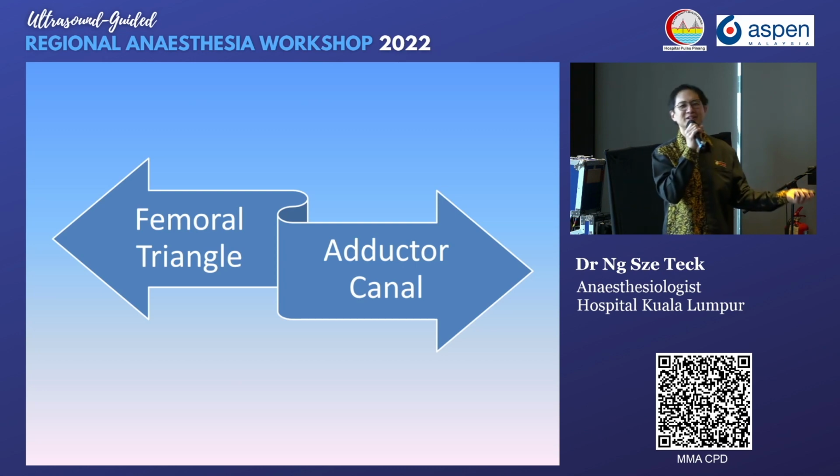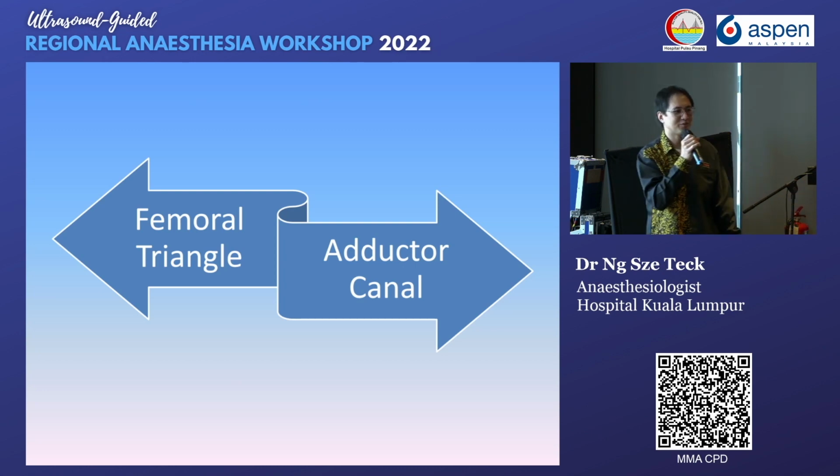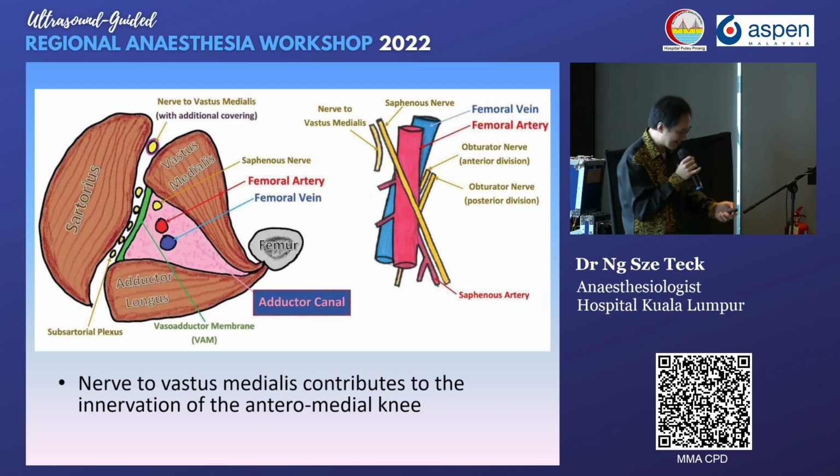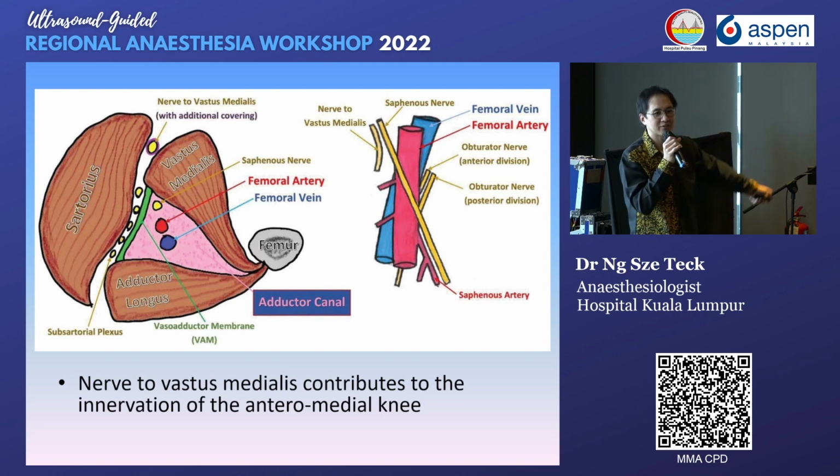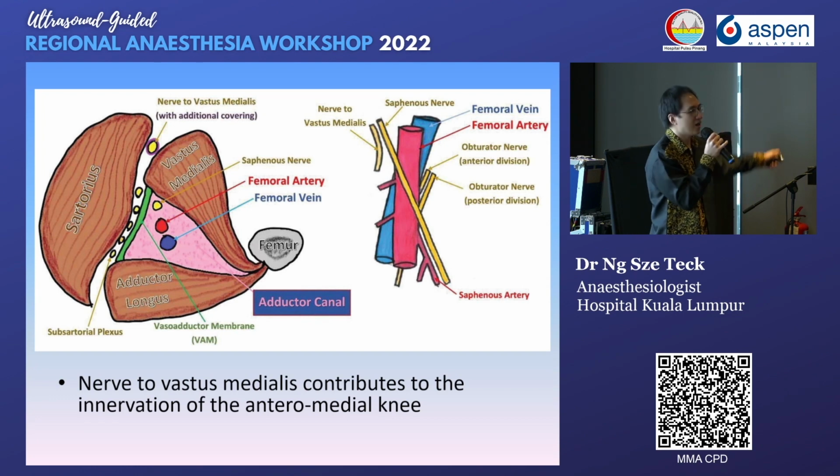So, why do we want to bother whether I do femoral triangle or adductor canal? So what? There is an argument that if you only do the adductor canal, you're only blocking the saphenous. There's this subsartorial plexus, a group of nerves, including the nerve to vastus medialis, which innervates the anterior medial side of the knee joint, that is outside the adductor canal. So some people argue that adductor canal alone will not provide good analgesia for your patient.